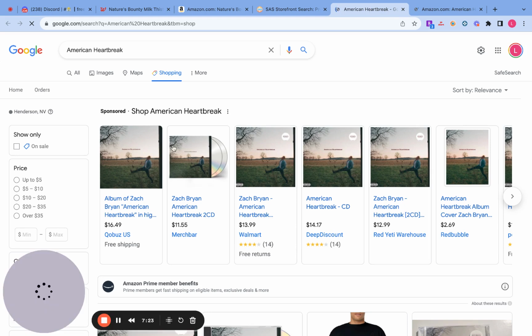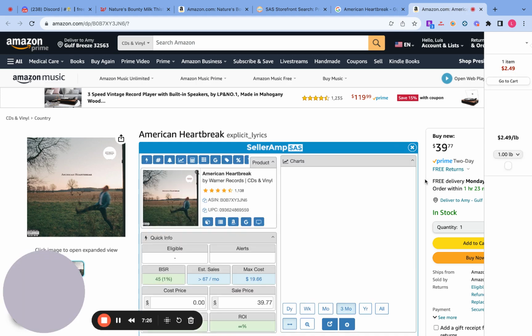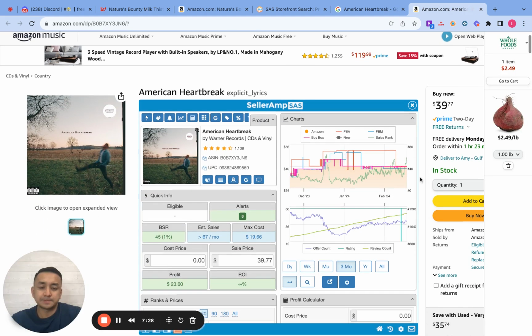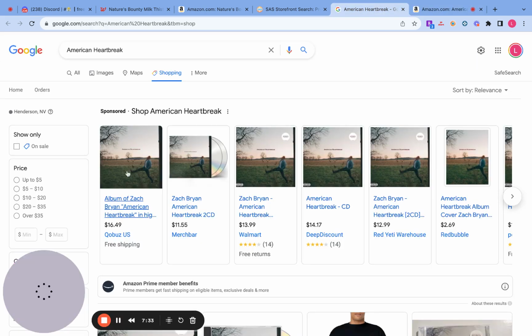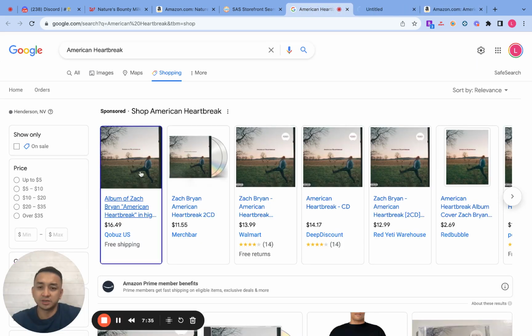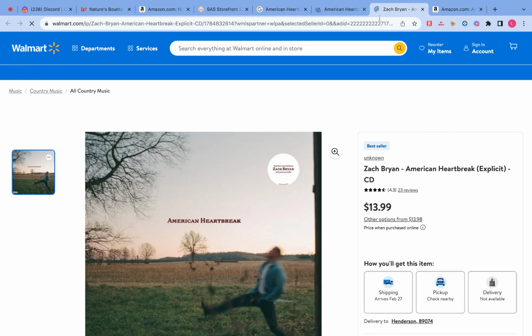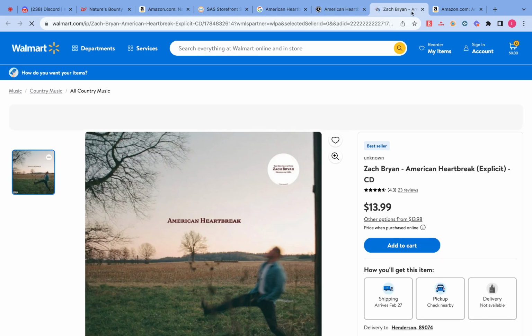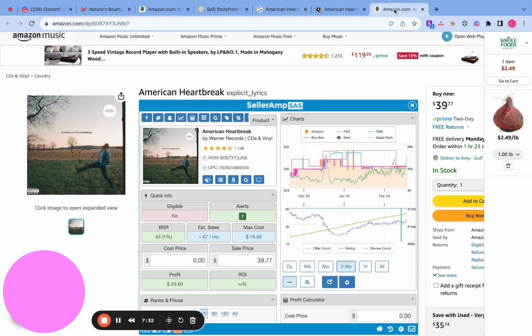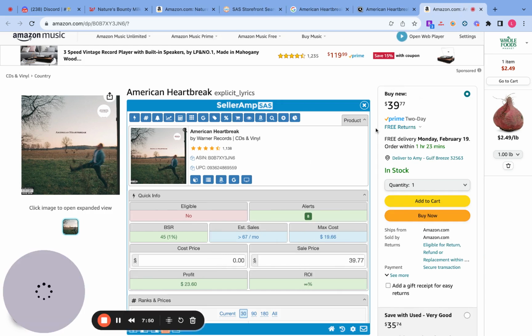Vinyl. I think that's the one. Max cost is 19.16, so this could work. I mean, this one too. Yeah, we found one. CD. That was a CD. The one on Amazon is vinyl.